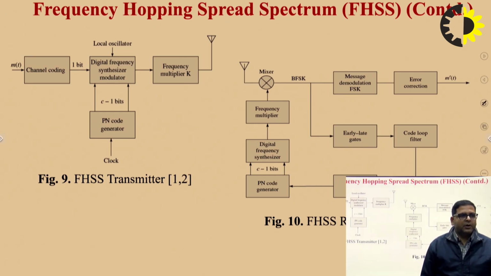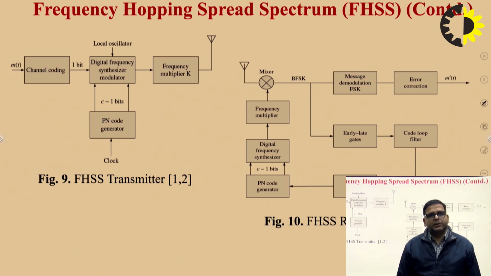This is the block diagram of the frequency hop transmitter, in which we are using a different kind of modulation technique for long distance transmission, and in figure 10 we have shown the frequency hop spread spectrum technique utilizing frequency shift keying modulation. The purpose of this additional modulation is to transmit the information over a long distance.